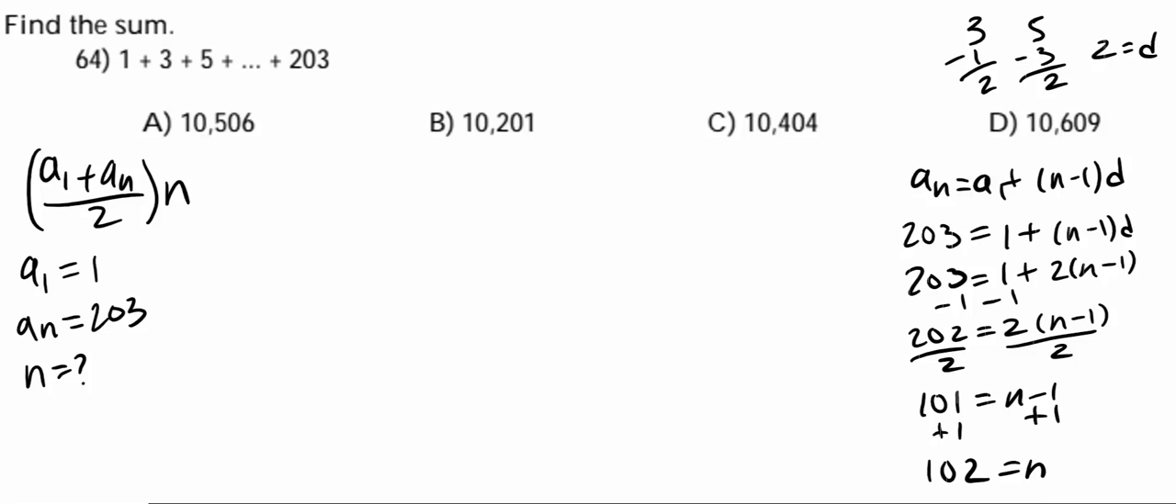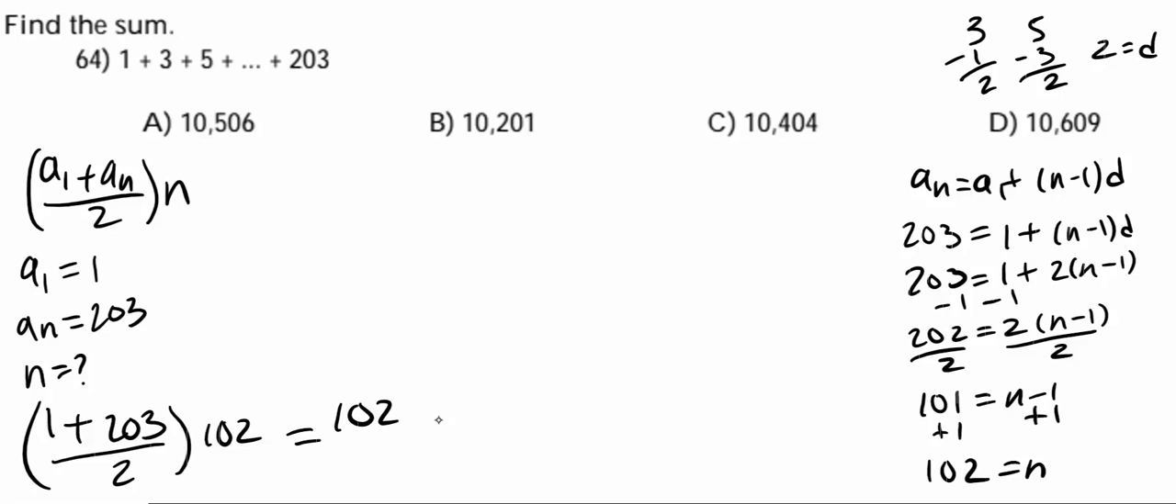Now that we know what n equals, we can go ahead and plug that back into our original equation. So we have 1 plus 203 over 2 times 102. This becomes 102 times 102, which equals 10,404. That means C will be our correct answer choice.